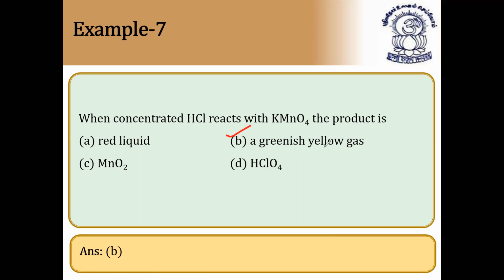The greenish yellow color gas is due to the formation of chlorine, because when KMnO4 combines with HCl, it forms potassium chloride, manganese dioxide, water along with chlorine. Chlorine gas is the byproduct. Balanced equation I'm not writing, just for our understanding I have written that. So that is the answer. Answer is B. Next question.